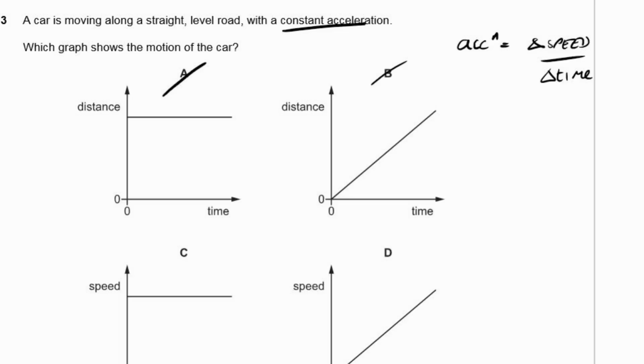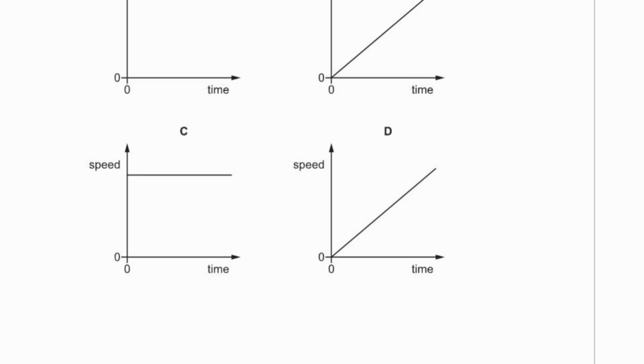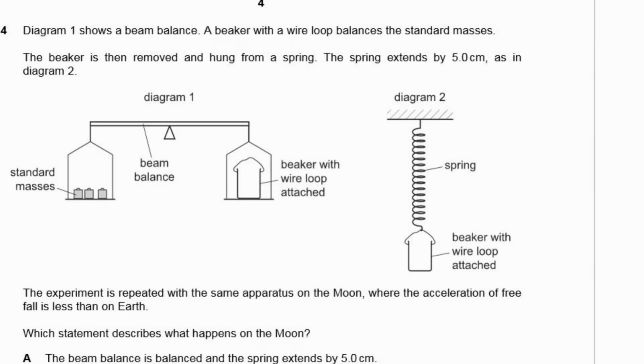We're interested in change in speed over change in time. And looking for a constant change of speed over constant change in time, which is option D. C, there's no acceleration because there's no change in speed over any time. Let's look at question number 4.